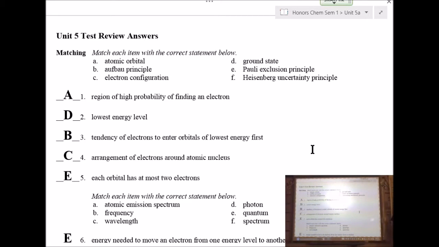Number 4, the arrangement of electrons around the nucleus. Number 5, each orbital has at most 2 electrons. So again, that deals with Pauli exclusion, even though the Pauli exclusion principle deals with all 4 quantum numbers, boiling down to that no more than 2 electrons can have the same spin. So they have to be opposite. Questions on this first 5?